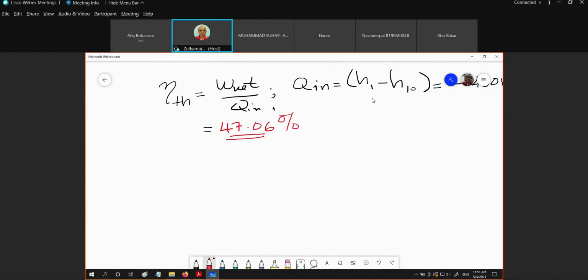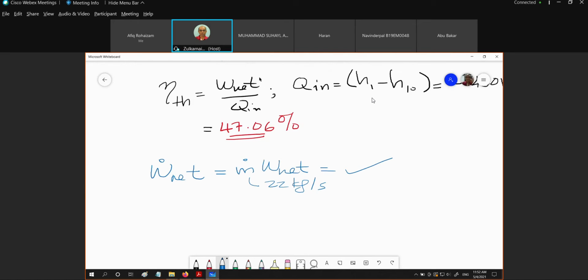This thermal efficiency is based on the W net in terms of kilojoule for every kilogram of steam. So the next parameter that we should look at is always the power output. The power output is equal to the m dot multiplied by the W net. You just multiply the W net with m dot. The m dot in this case is given as 22 kilogram per second.